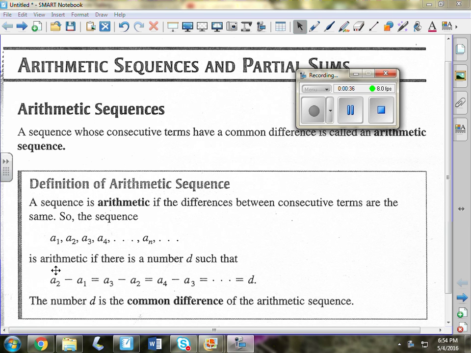This is arithmetic if there is a number d so that the second term minus the first term is the same as the third term minus the second term, and that number is called the common difference. You can also see this as adding or subtracting some number to get from one term to the next, and it's always the same number, which is why they call it a common difference.